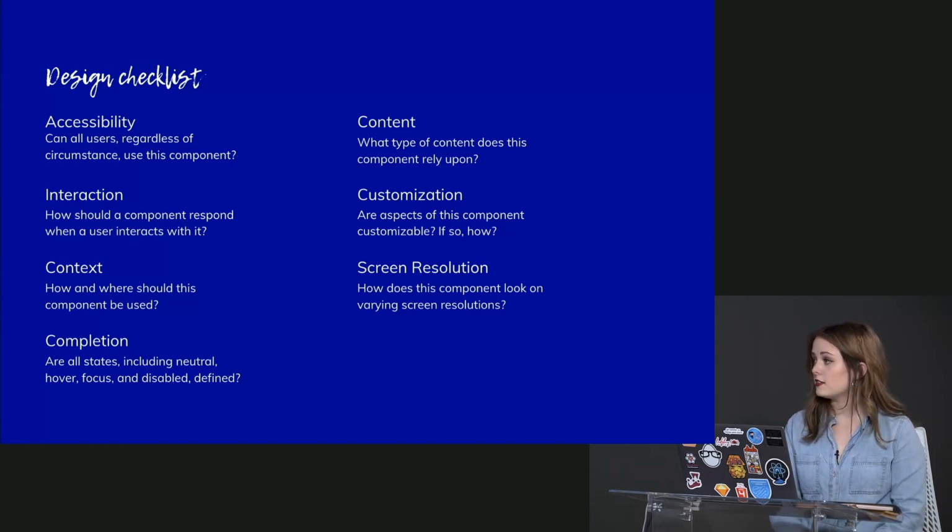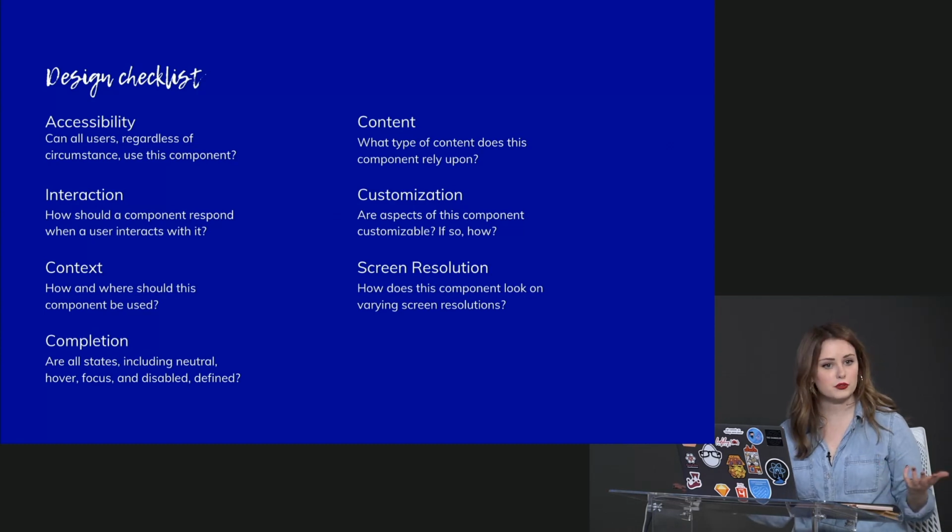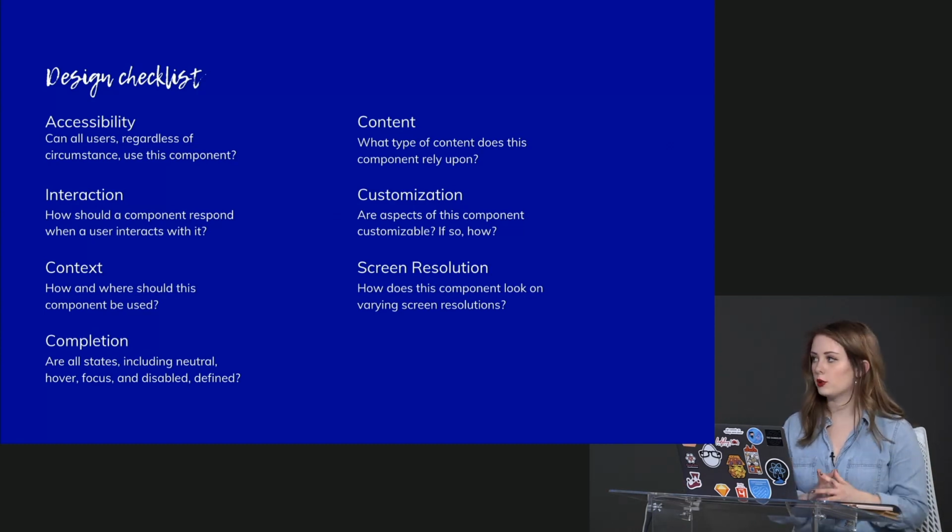Are all of the different states, like the default or neutral state, the hover, focus, disable, are all of those defined? And does this component rely upon any content? If so, you might want to talk to like a content editor. How about customization? Like, if you have different products under a brand identity, you might have different colors maybe for each product. Like, what aspects of our components can be customized? And then what happens if I resize a browser or if I'm on a mobile device? What are the different differentiating characteristics on those different resolutions?